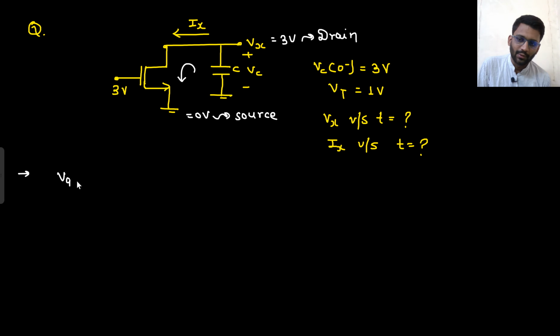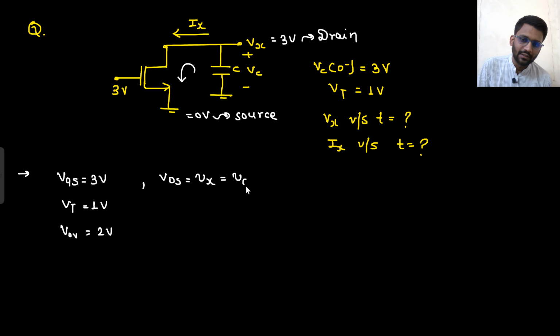Okay. So what we are going to do? We are going to write VGS, VT, all those values. VGS is fixed here, that is 3 volt. VT is 1 volt. So what will be your V overdrive? That will be 2 volt. What will be your VDS? VDS will be VX, or you can say VC. So at t equals 0 plus, initially the capacitor is not going to change its voltage, it will be 3 volt only. So what is the VDS value? That is 3 volt.